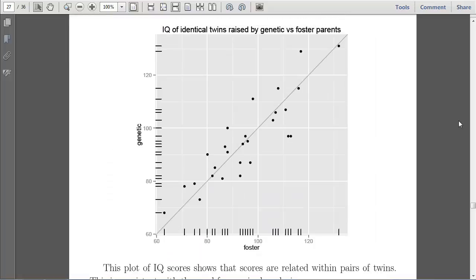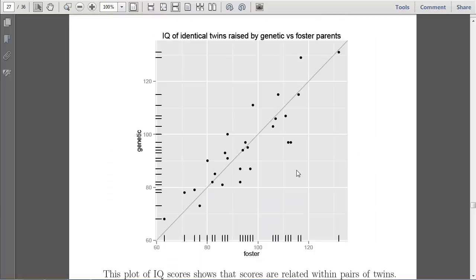Okay, let me zoom out just a tiny bit. There's a lot going on in this plot. I've mapped the foster IQ to the horizontal axis, the genetic IQ to the vertical axis, and each point represents one of the twin pairs. Okay, and I have a square axis here. Notice that it goes from 60 to about 140 on each x and y, and it's square so that the proportions are the same.